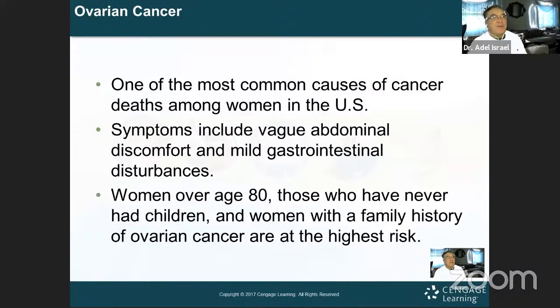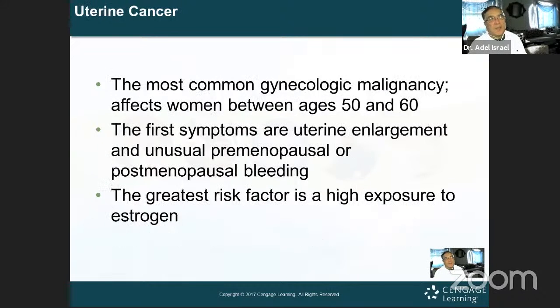After that, we have cancer of the ovary, and it is more common over the age of 80, and people are at higher risk after that age. Okay, uterine cancer, the most common gynecological malignancy, and of course we have no choice except to remove the uterus by hysterectomy.